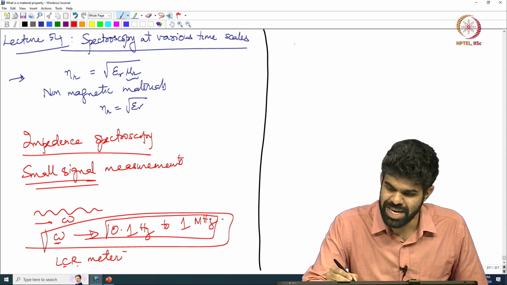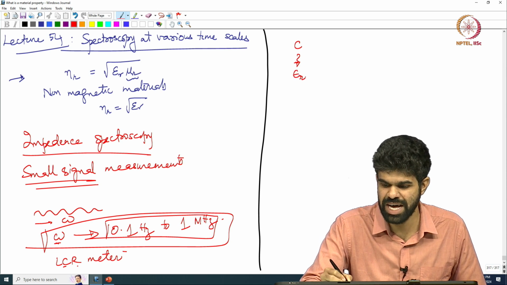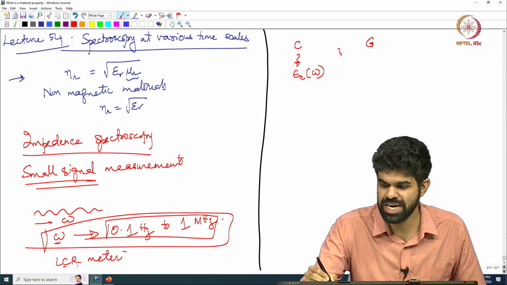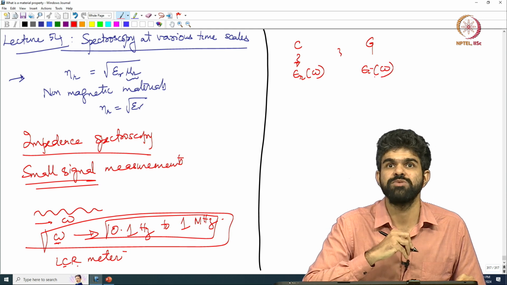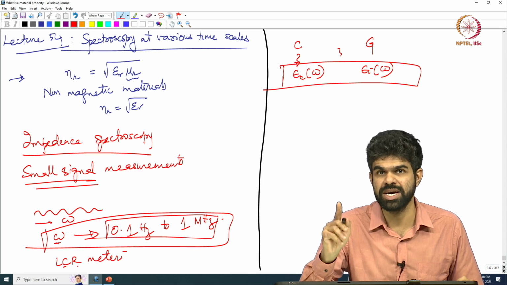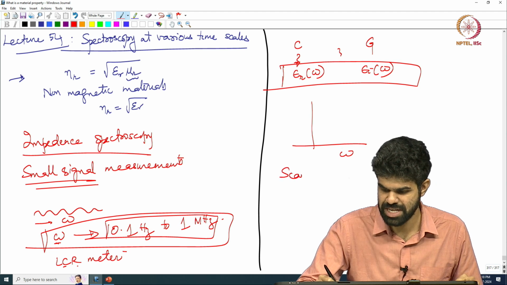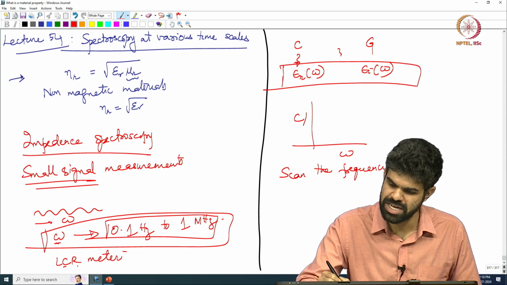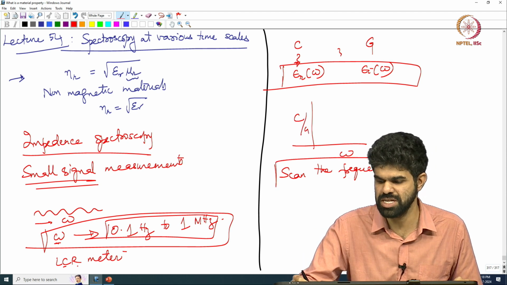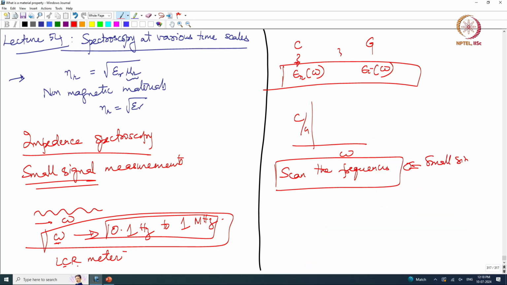What you get then is capacitance, or the real part of the dielectric constant, epsilon r as a function of omega, and you also get conductance, or the imaginary part of epsilon as a function of omega, at a particular omega. If I want it as a function of omega, I scan the frequencies and measure capacitance and conductance as a function of frequency. This sort of measurement I can do. These are nothing but the small signal measurements to get this information.